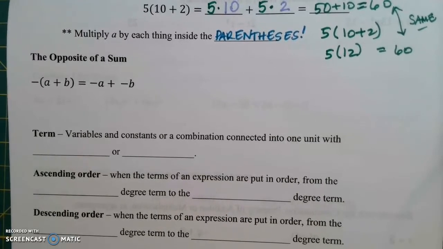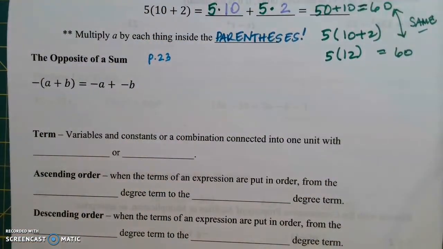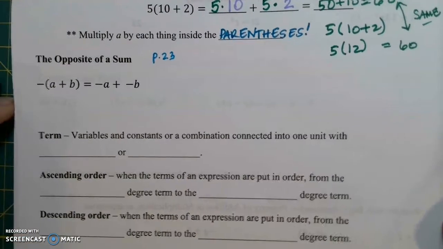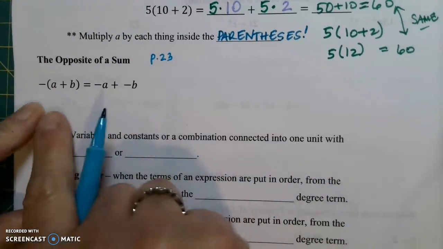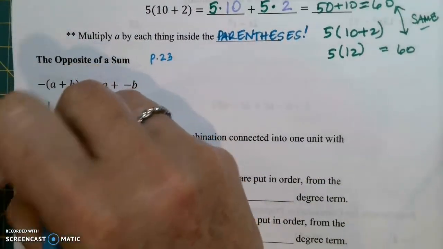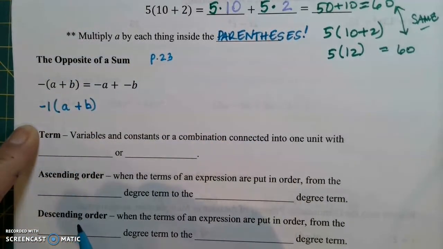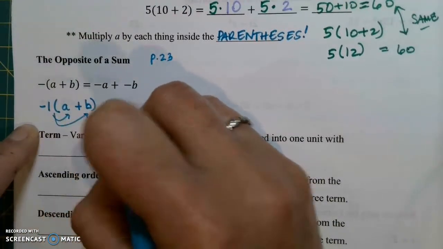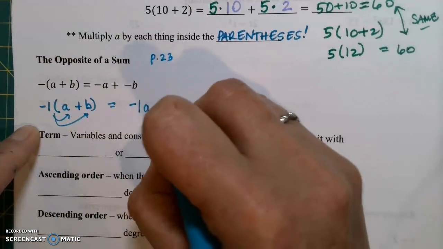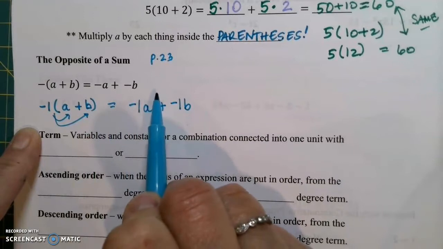All right, here we are back on page 23, finishing up the note portion before we look at some examples. So the opposite of a sum is essentially a very special case of the distributive property. Remember, if there's a negative on the outside of the parentheses, that's like a -1, and we multiply that -1 by each thing inside the parentheses, giving us -1 times A plus -1 times B, which is the opposite of A plus the opposite of B.